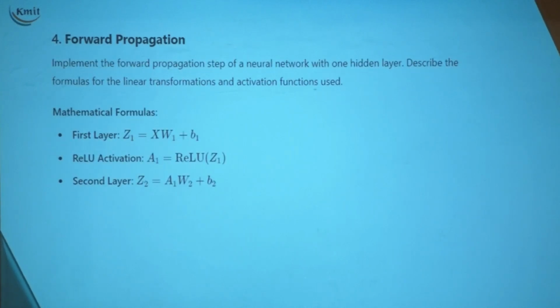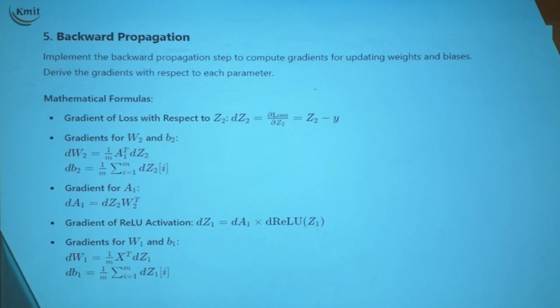After that, we do what? Forward. How do we do forward? Z1, A1, Z2, A2 calculations. Next, backward. Look at this now. This is something new that I will teach you.